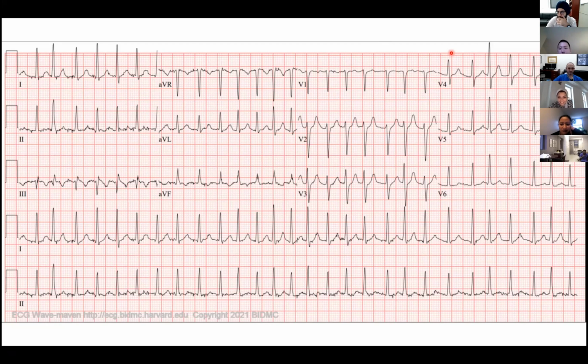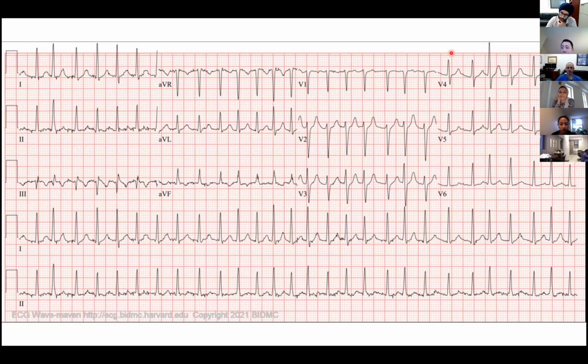So we have a narrow complex irregular rhythm. Let's see. It looks irregularly irregular. Okay. So tell me, what is your differential now, immediately, based on this information that you said?